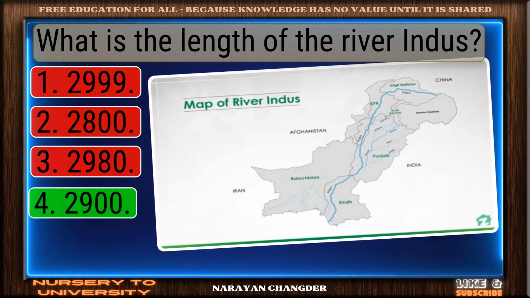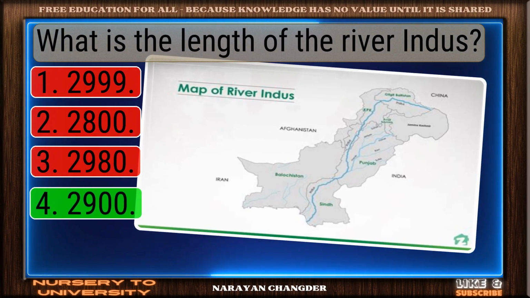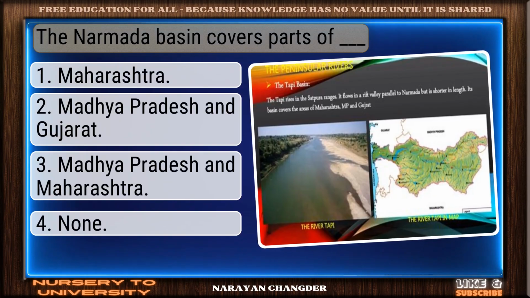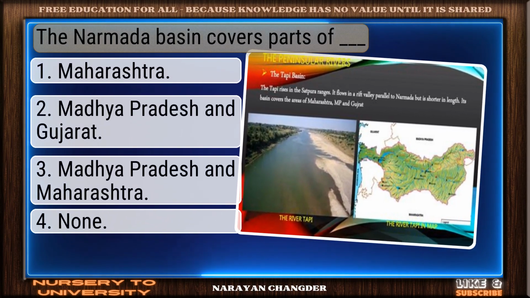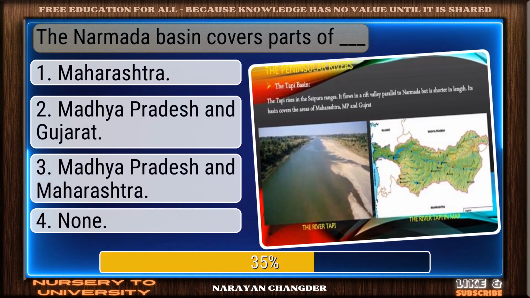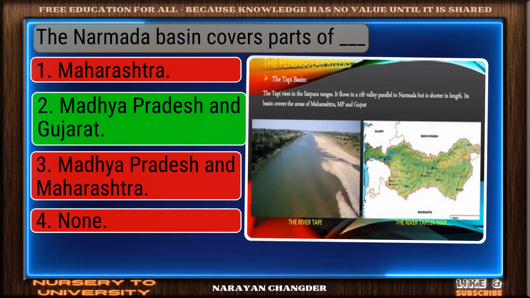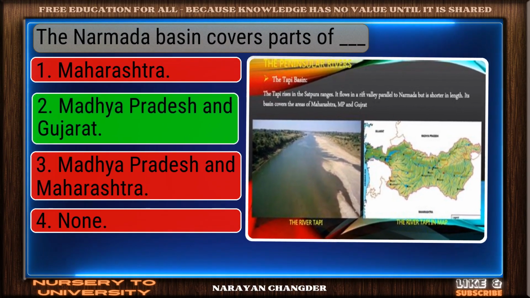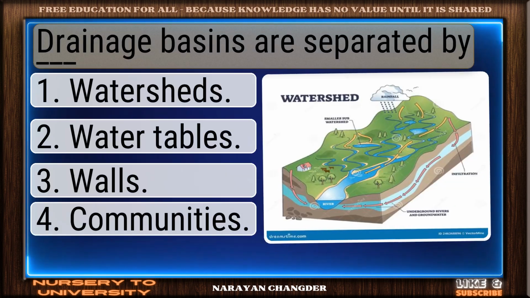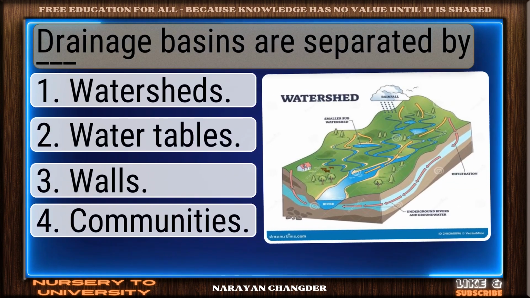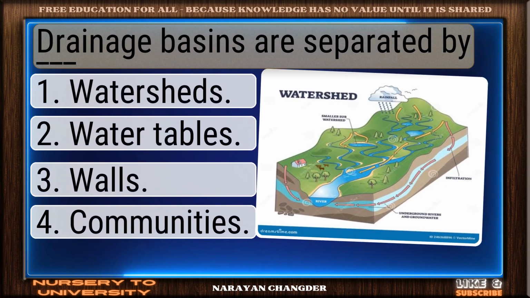Well picked. 2900 is the correct answer. Question number 156. The Narmada Basin covers parts of dash. Perfect. Madhya Pradesh and Gujarat is the correct choice. Question number 157. Drainage basins are separated by dash.